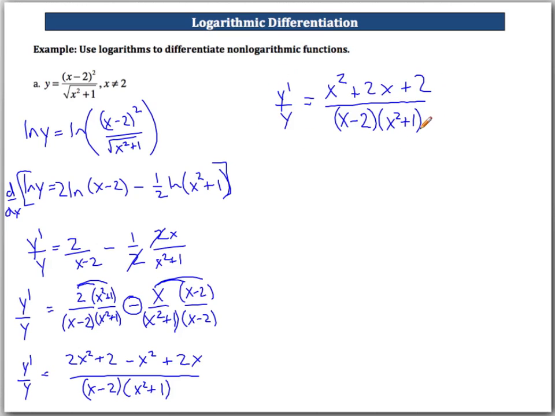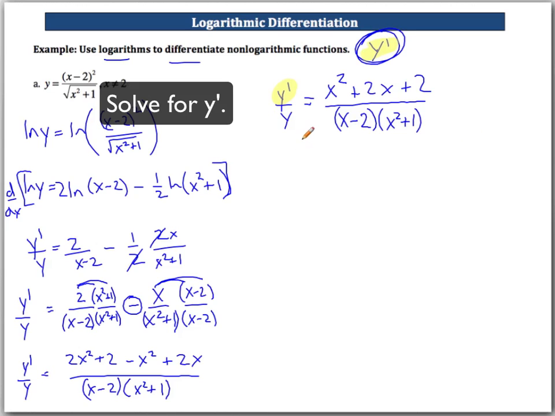Okay, and at this point we will just want to stop and think, well, what are we trying to find? It says use logarithms to differentiate the non-logarithmic function. So really what we're looking for in all of this is y prime. Do you see y prime? Yeah, it's right there. So we almost have y prime if it weren't for the divided by y. So we have to think, how can we get y prime by itself? Well, this is the next step. We want to solve for y prime, and we're going to do that by multiplying by y on both sides.